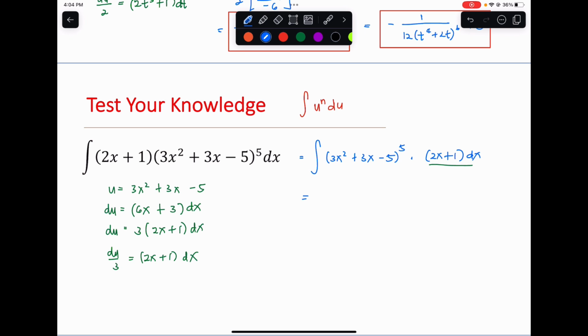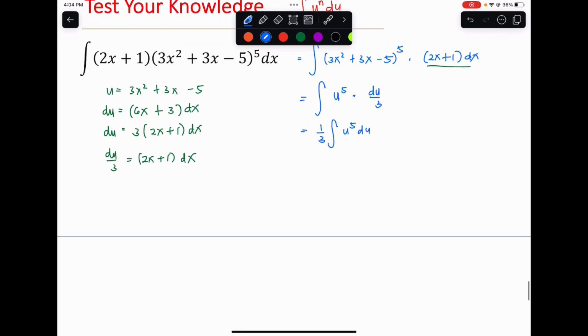So now we can transform this. 3x squared plus 3x minus 5 is the same as u raised to the 5th, then multiplied with 2x plus 1 dx. That is the same as du all over 3, or that's the same as 1/3 the integral of u raised to the 5th du. Or simply, 1/3 times u raised to 6 all over 6 plus c.